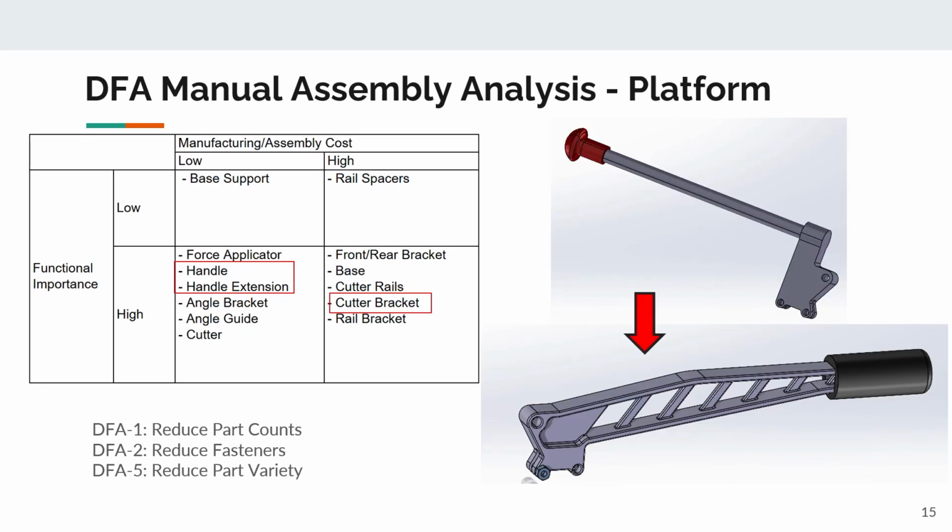The platform part we selected was the cutter bracket, handle, and handle extension. The cutter bracket falls into the high cost and high functional importance cost bucket, making it ideal for redesign. This redesign involved turning the cutter bracket and handle extension into one piece, reducing part counts, reducing fasteners, and reducing part variety. The handle was redesigned as well, but other requirements for ergonomics drove us to keep it a separate piece. We were able to reduce fasteners here as well.